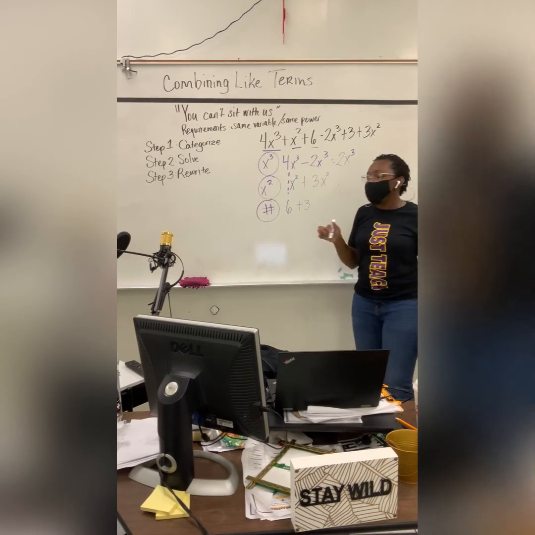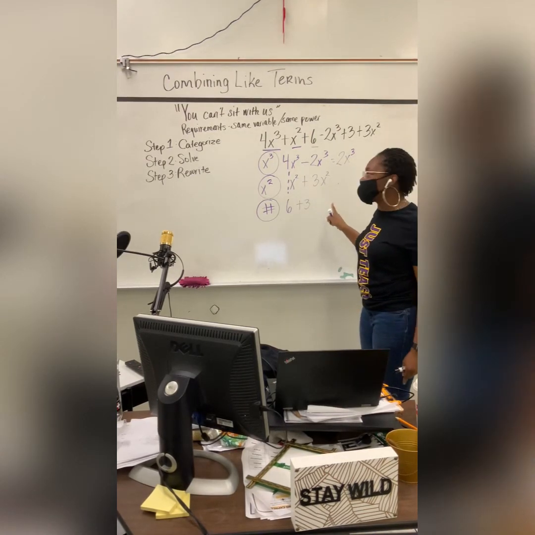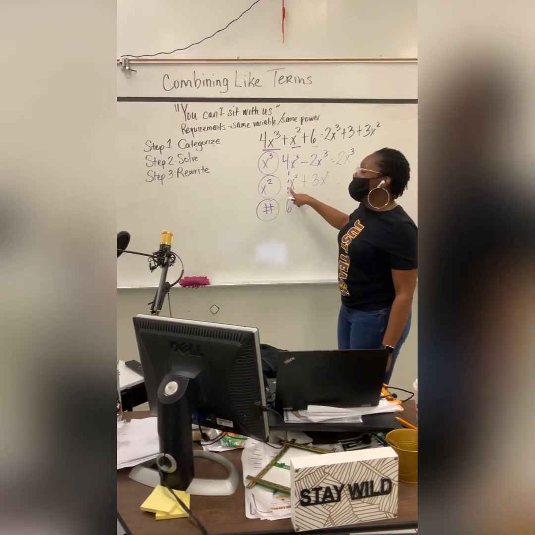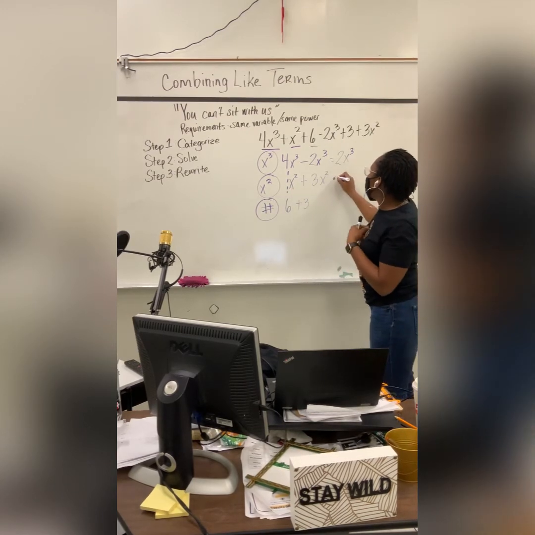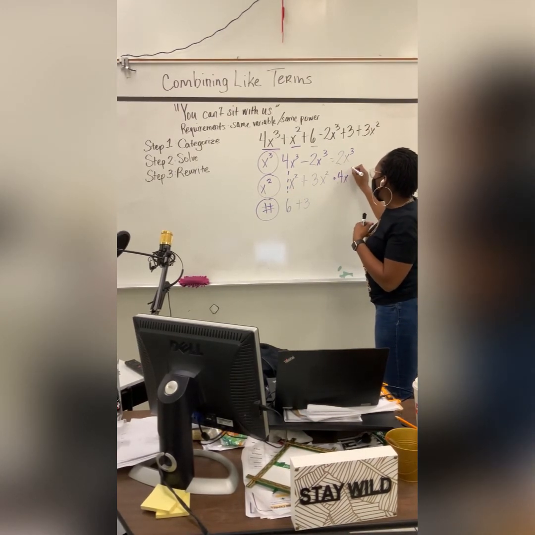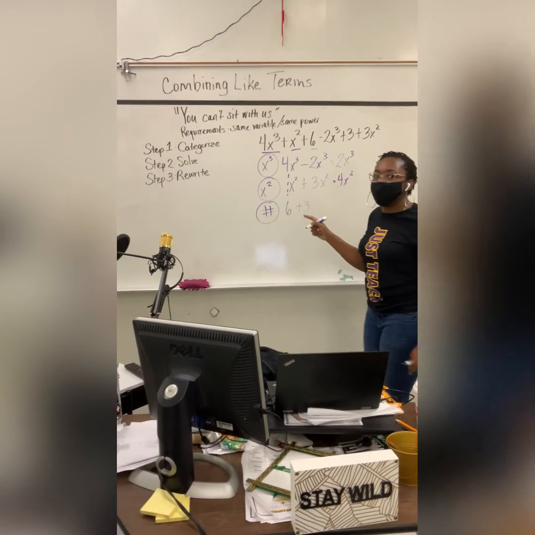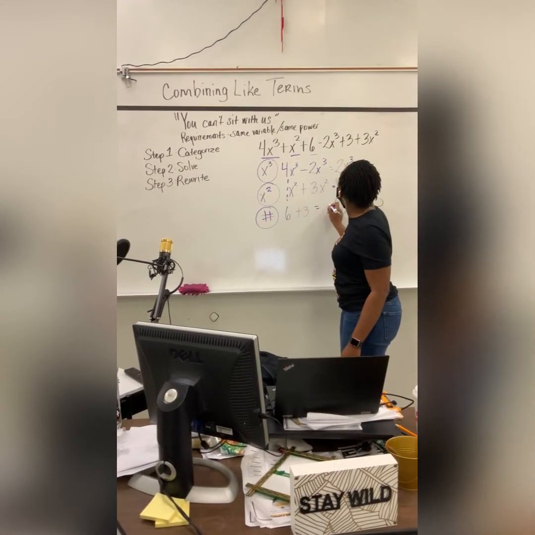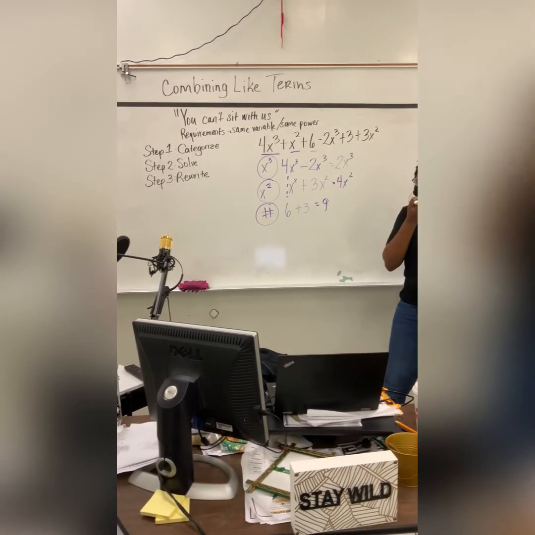Then we have x squared plus 3x squared. Well, we know that's 1 plus 3. This gives us 4x squared. And then 6 plus 3 is 9. Awesome. So now we're at the last step.